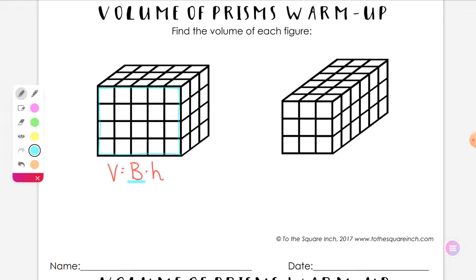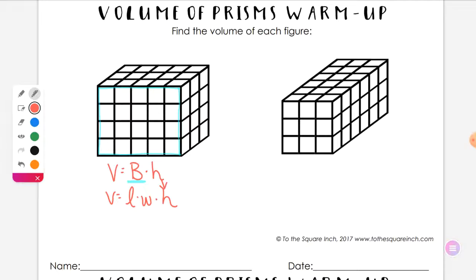What is the formula to find the area of that base shape, Max? How do I find the area of a rectangle? Length times width. So in place of capital B, I'm going to replace it with length times width because that's how we find the area of our base shape. And my times height drops down.